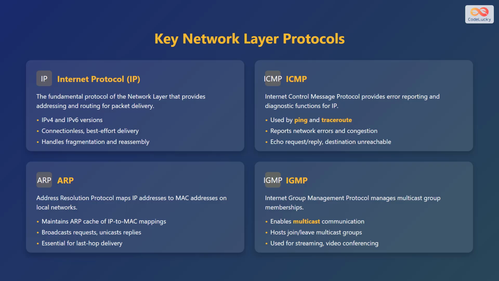Second, we have the Internet Control Message Protocol, or ICMP, which provides error reporting and diagnostic functions for Internet Protocol. It is used by the ping and traceroute commands, reports network errors and congestion, and includes echo request or reply, and destination unreachable features.